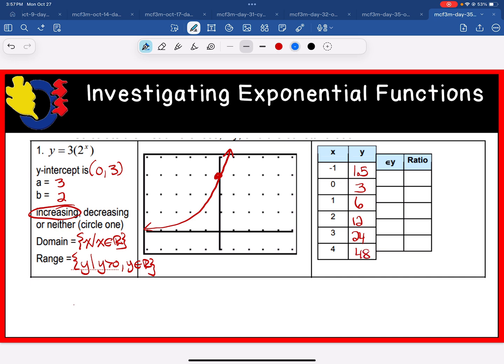Okay, so next what we can do is find the change in the y value. I'm going to just move this over. I'm running out of space.